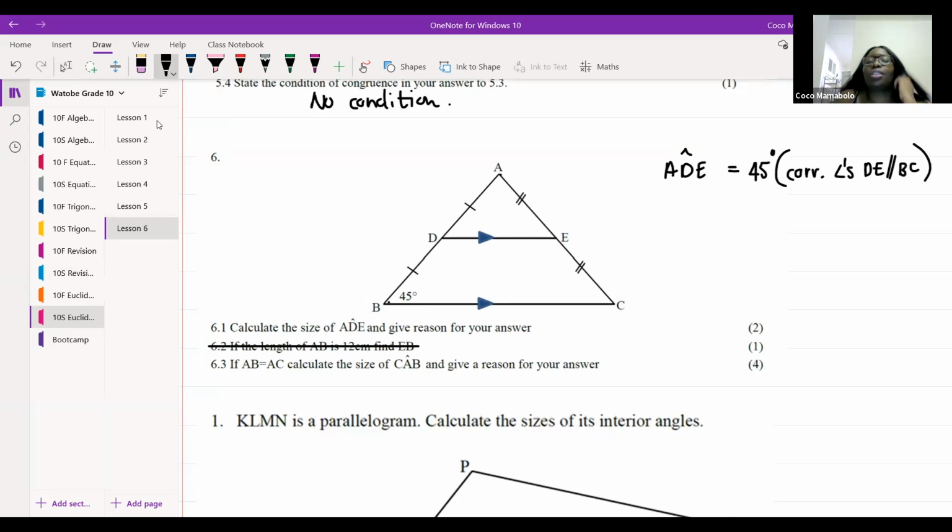Okay. Let's look at the next question. It says here, if AB is equal to AC, calculate the size of angle CAB. So now they're telling us that AB, this side over here, is equal to AC. It's equal to this side. And then they say, calculate the angle CAB. So we want that angle. Okay. What do you think we're going to do here, Samuel?